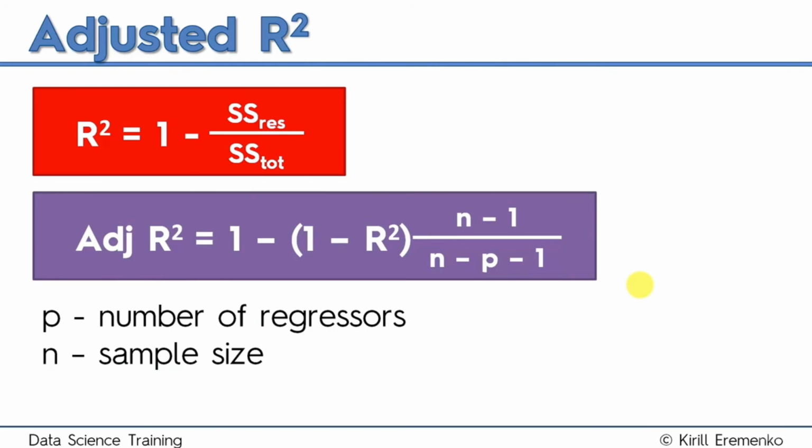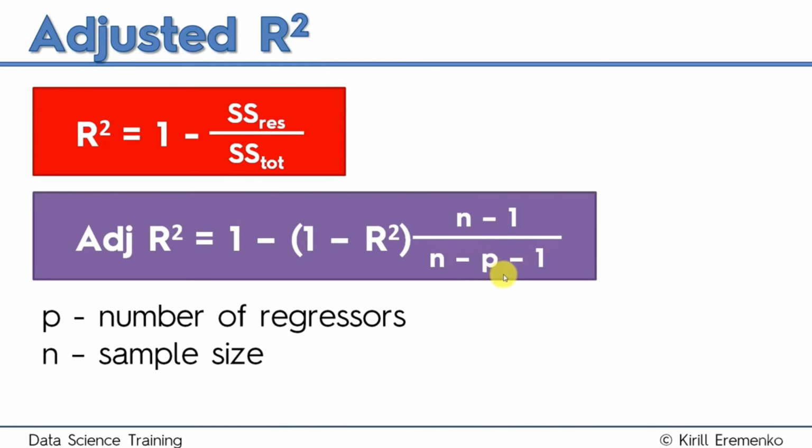And this is the formula for our adjusted r squared. Here, p is the number of regressors, so the number of independent variables, and n is the sample size. Now they say that adjusted r squared has a penalization factor. It penalizes you for adding independent variables that don't help your model. And let's talk about that. That's the important bit about adjusted r squared.